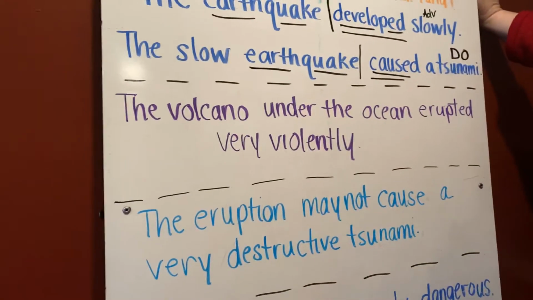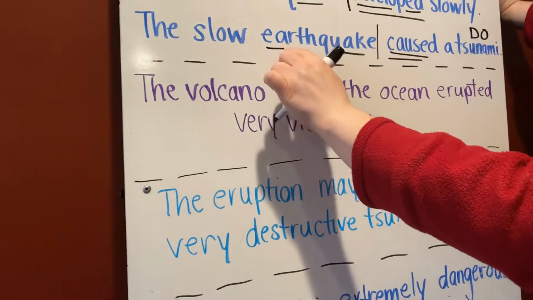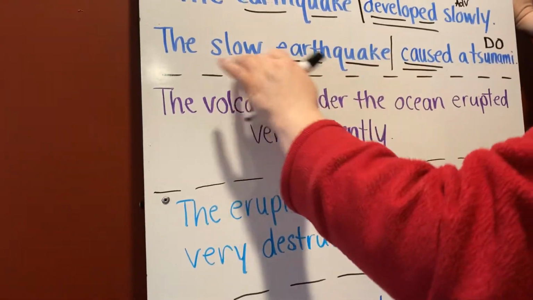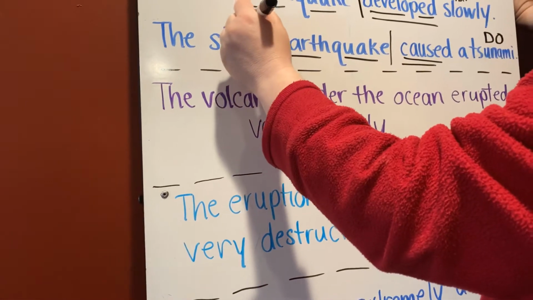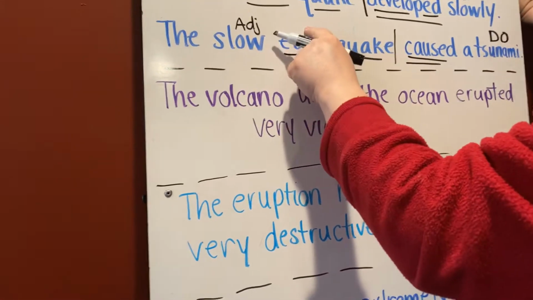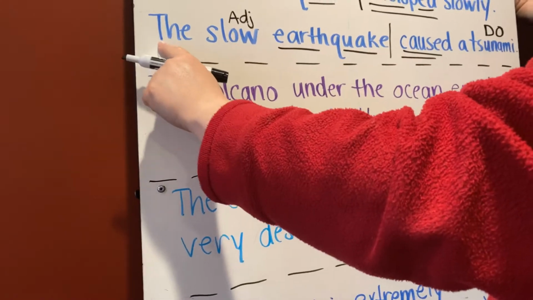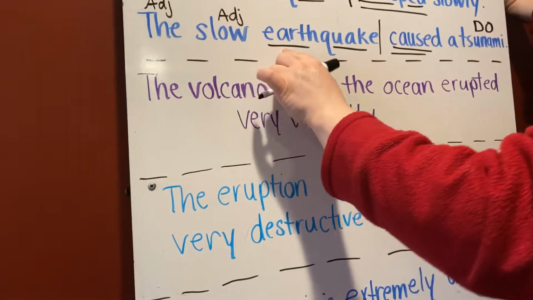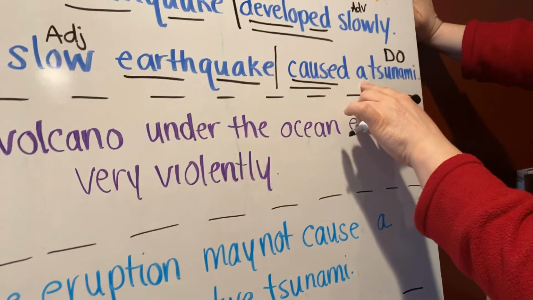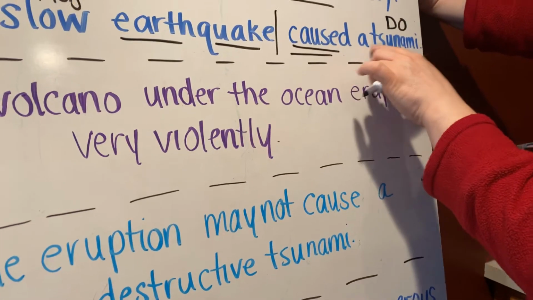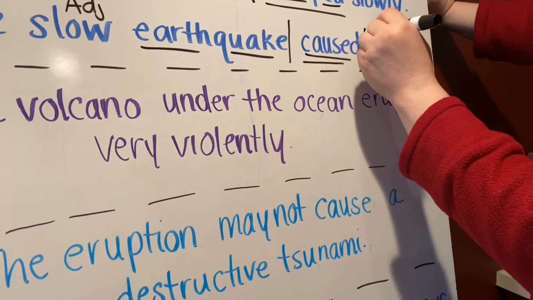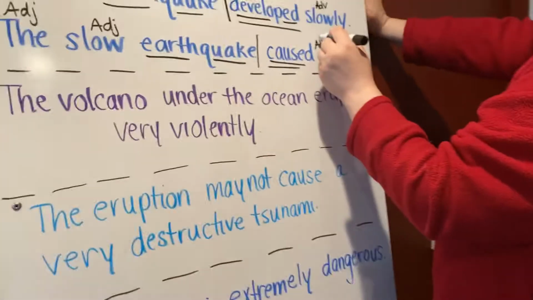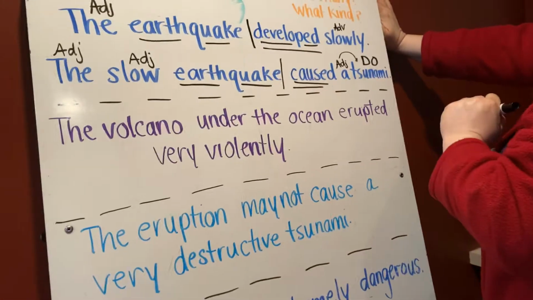Now let's look for adjectives and adverbs. Let's start at the beginning of our sentence. Earthquake is a noun, and slow is describing earthquake, so this is an adjective describing earthquake. The is an article, which is a special adjective describing earthquake. Coming back to here, a is an article as well, describing tsunami, and this is an adjective. And if we were drawing arrows, which I think your homework will have you do, this adjective is going to go here, describing tsunami.